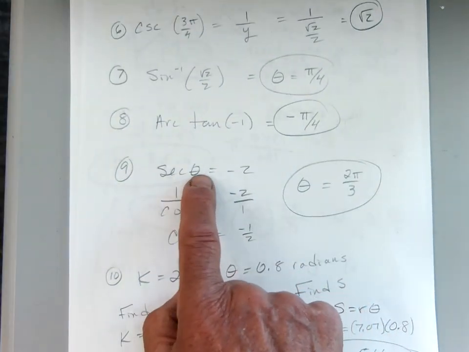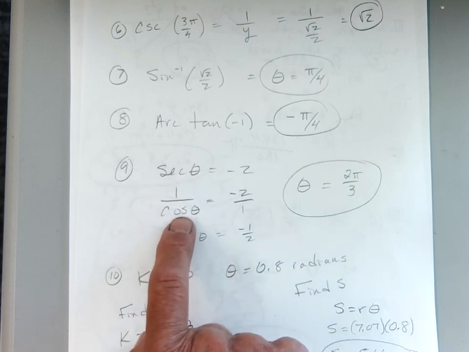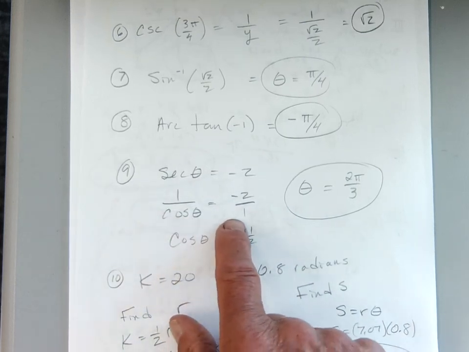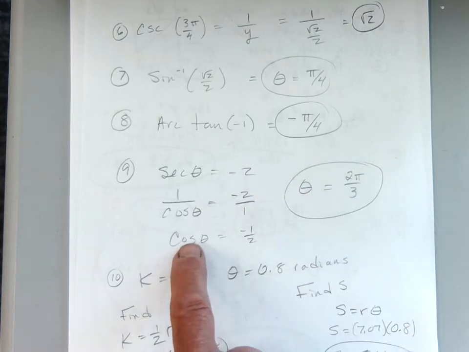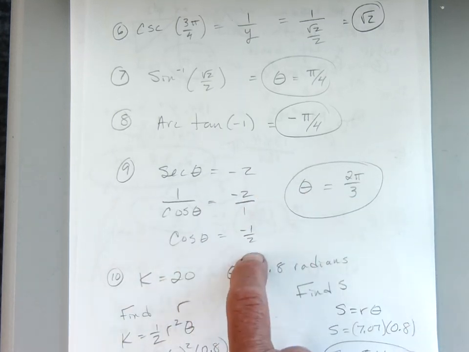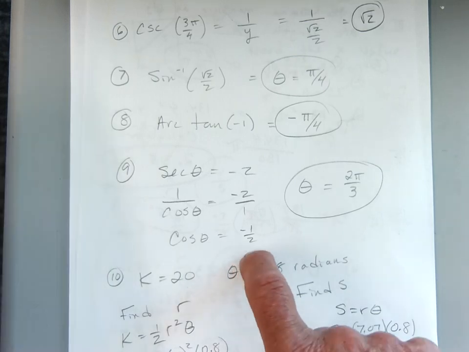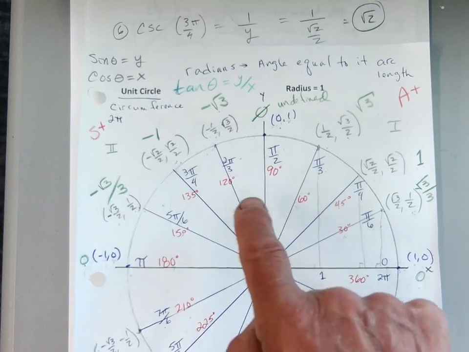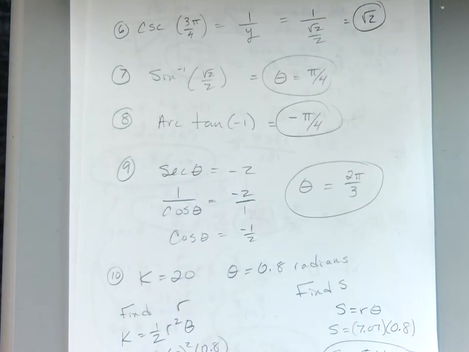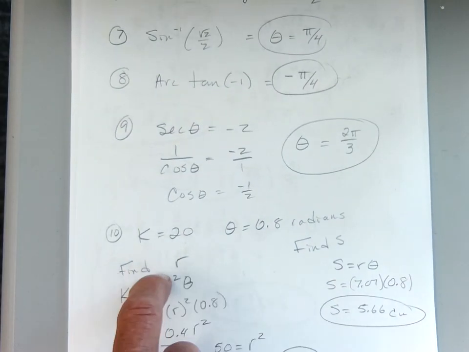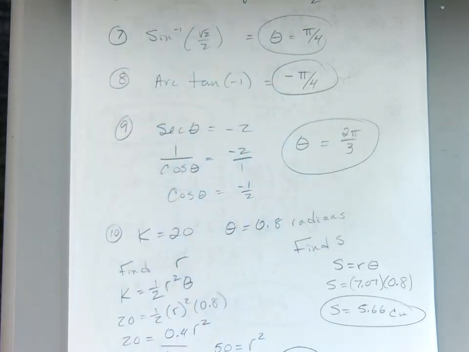Secant is not on the unit circle at all, but cosine is, so I changed it to 1 over cosine. Because it's a fraction, I made negative 2 over 1 a fraction, then I flipped both to make it cosine. Cosine of negative 1/2, I'm looking for an angle, an x value of negative 1/2, it's here. My angle is 2 pi thirds. 10, I'm given the information that I have.